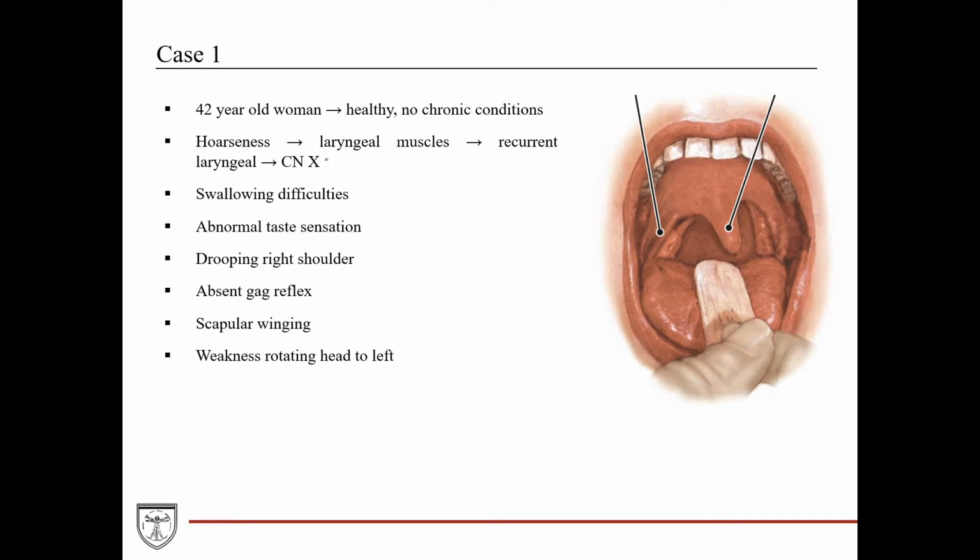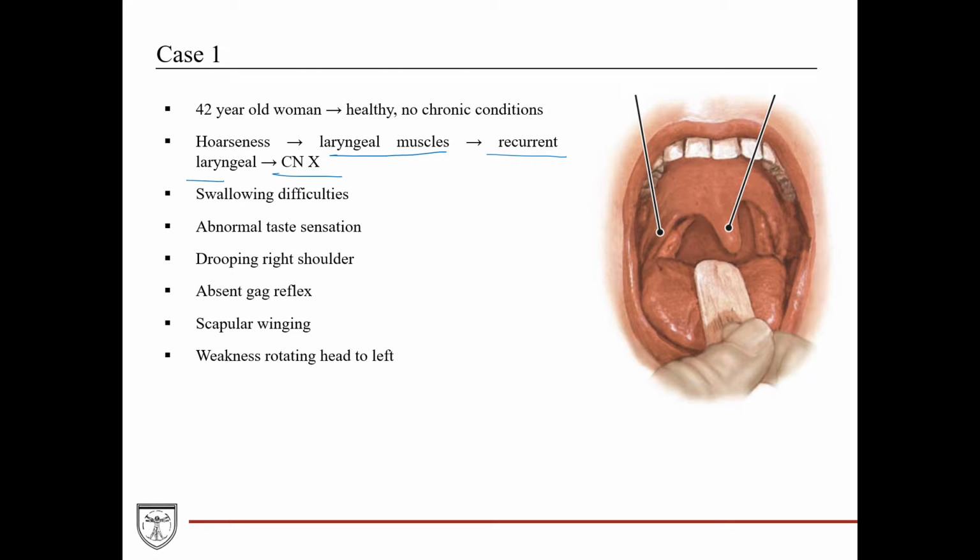Hoarseness, or a hoarse voice: this involves the laryngeal muscles, which are innervated by the recurrent laryngeal nerve, a branch of cranial nerve 10, the vagus nerve. So whenever you see a hoarse voice, you want to be thinking about the recurrent laryngeal nerve. Another place you can see a hoarse voice is after surgery, specifically neck surgery, like thyroid surgery, and sometimes cervical spine surgery, where it can be a complication. So you want to be thinking about the recurrent laryngeal nerve with a hoarse voice.